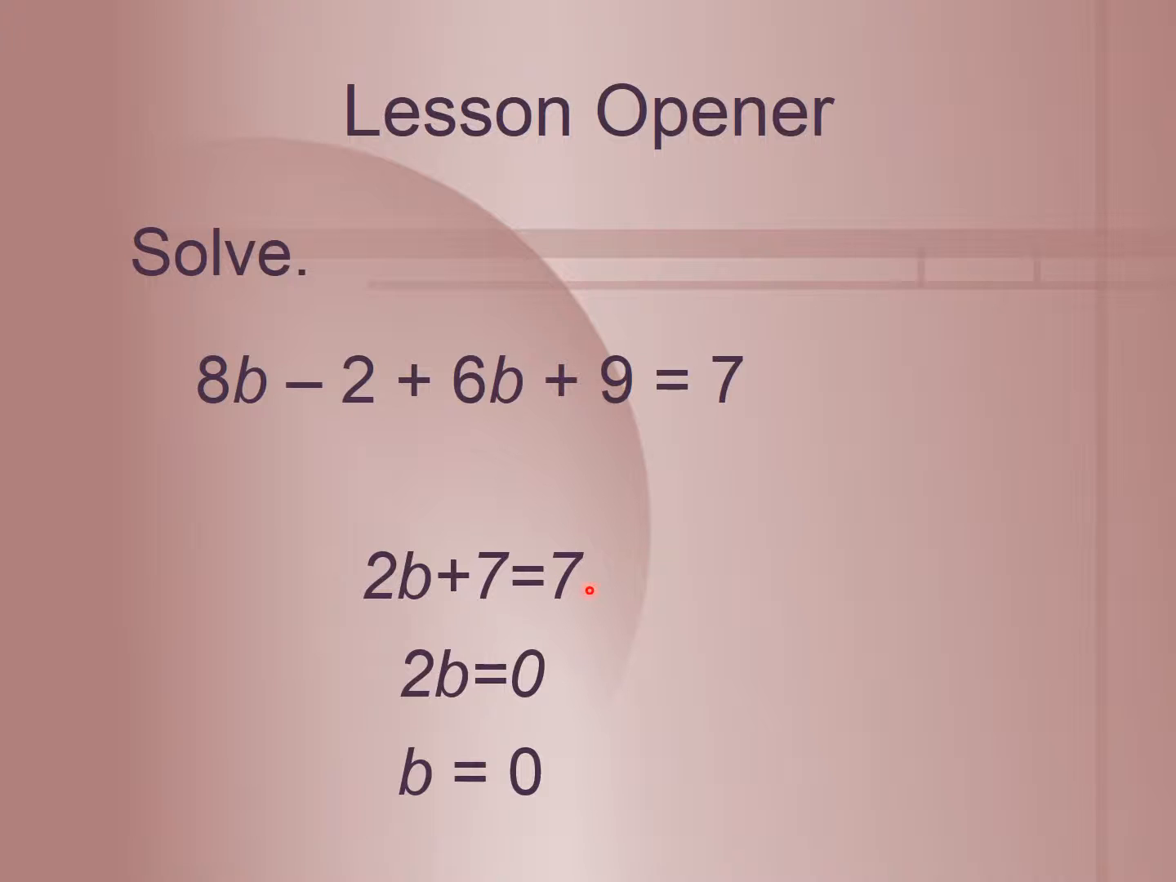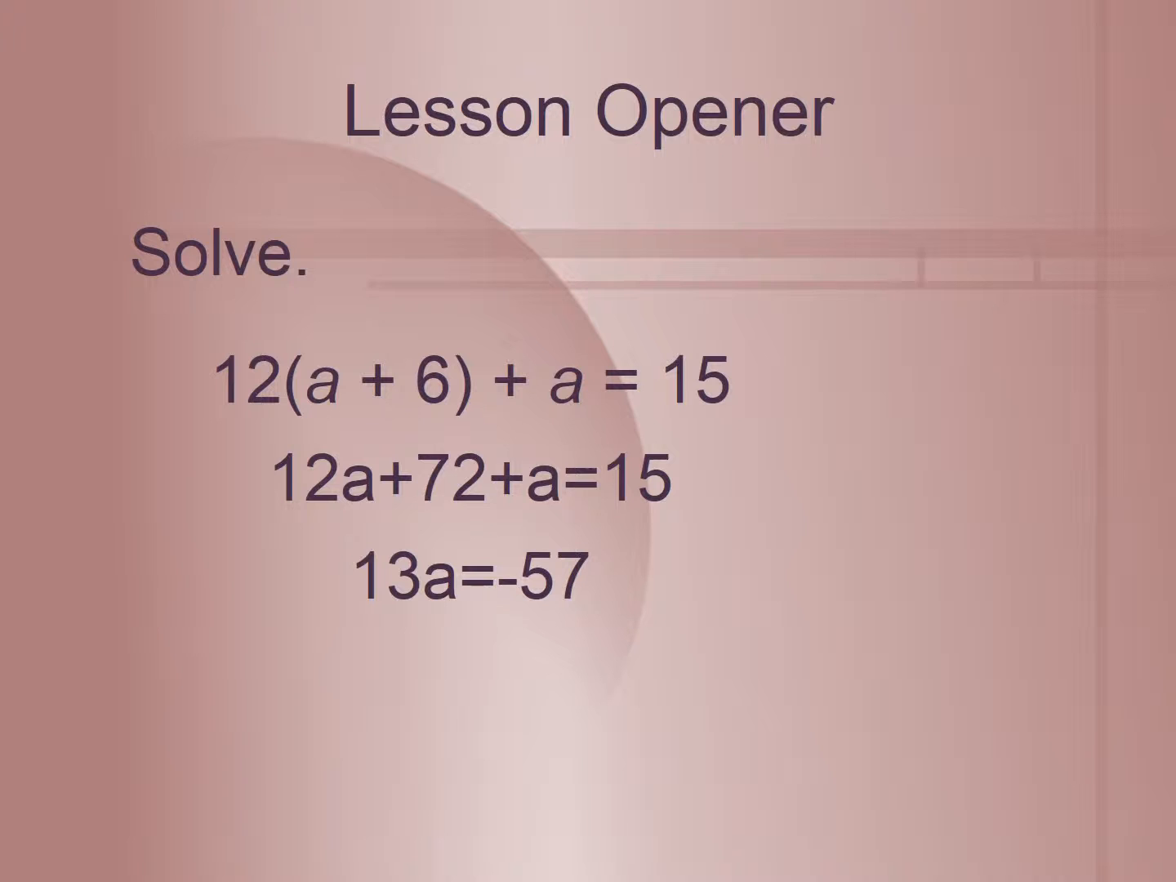I notice a slight problem on here. 8b plus 6b should be 14b here, which means we would divide both sides by 14. However, 0 divided by 14 is still 0.